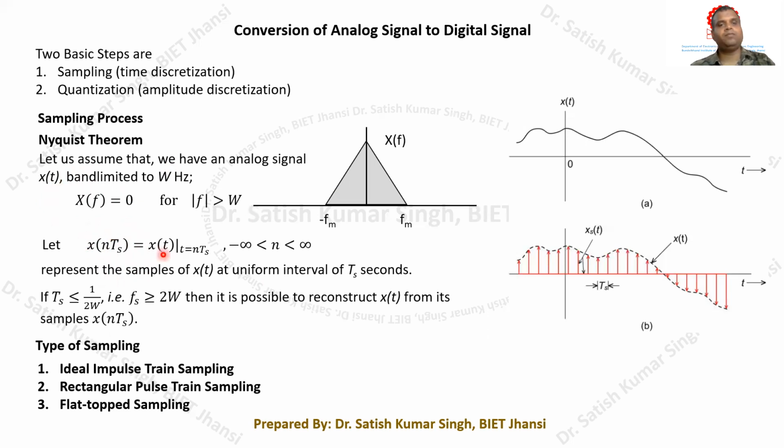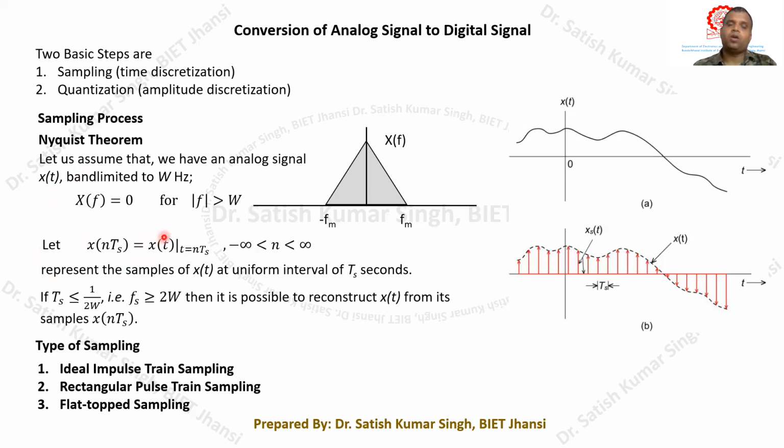You remember that we are substituting t equals nTs. It means that n is an integer value, taking values from minus infinity to infinity, like minus 3, minus 2, minus 1, 0, 1, 2, 3, 4, 5 and so on. So n will be an integer value, and Ts is the sampling interval. What we can say is that Ts is nothing but our sampling interval.